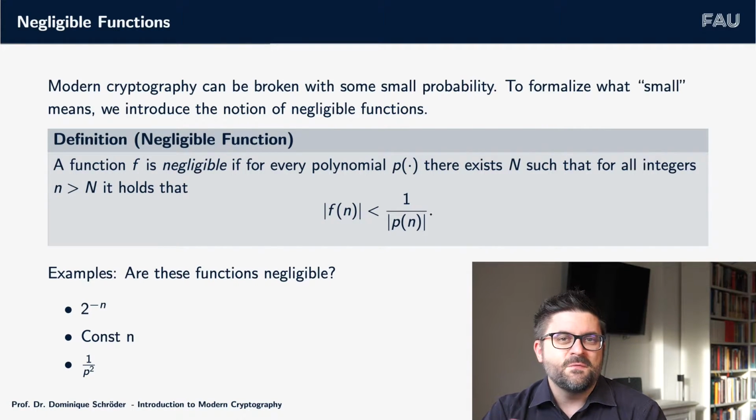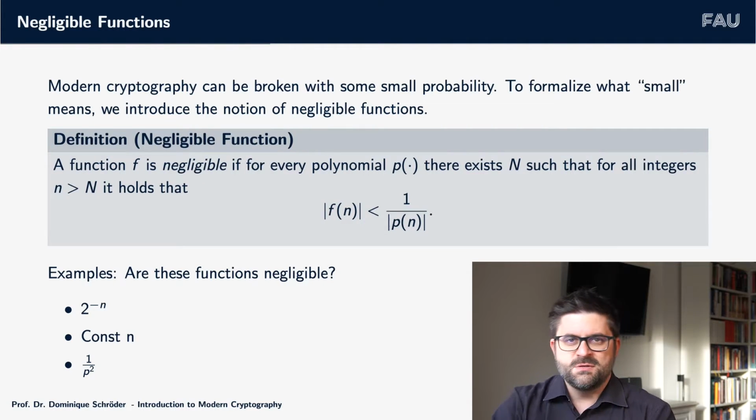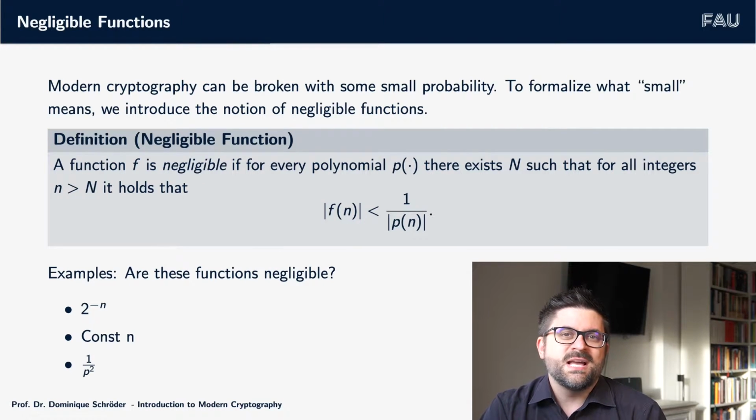So let's take a look at 3 nice examples. The first one is the function 2 to the minus n. So what about this function? Yes, it is a negligible function. Why? Well, because it's obviously an exponential function that goes towards 0 exponentially fast. And because it's an exponential function, you will not be able to find any polynomial function that goes faster towards 0.